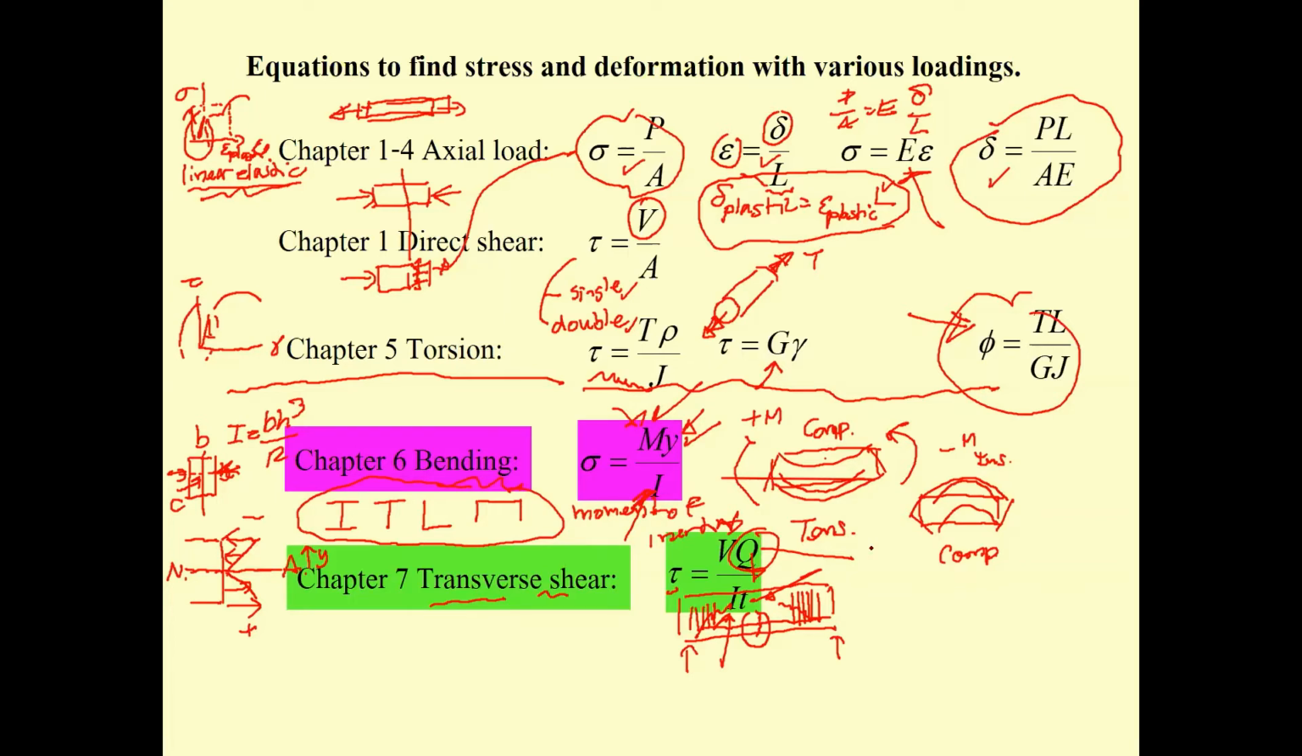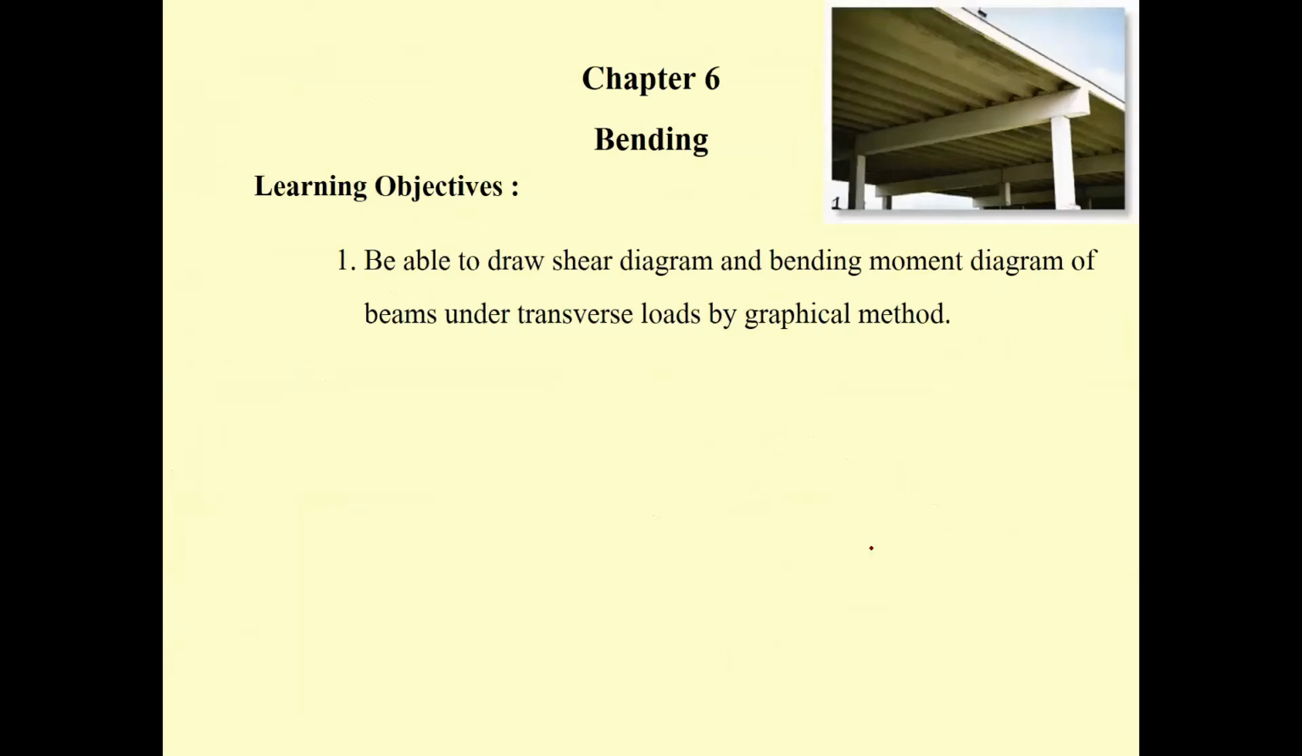That's what we're going to study, the pink and the light green equation. And this is chapter 6. We are going to go back and draw the shear diagram and moment diagram. Before we can find this, we have to draw the free body diagram. We have to use the equation of equilibrium to determine the reaction, to determine the internal forces and moment.